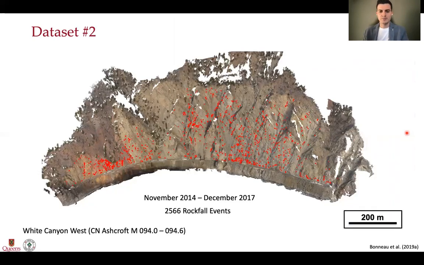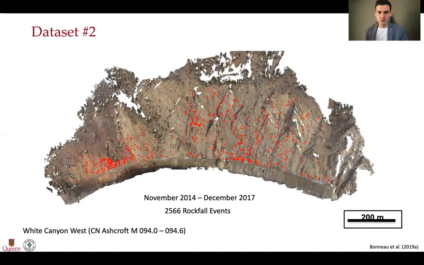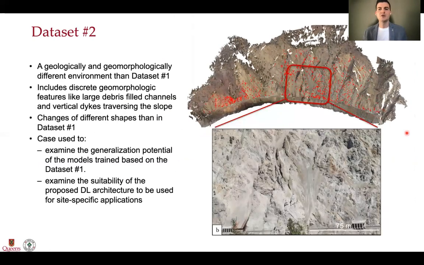The second dataset that we used is a different slope from British Columbia again, the White Canyon West part, which represents a geologically and geomorphologically different environment than dataset 1. It includes discrete geomorphologic features like large debris-filled channels and vertical dikes traversing the slope. We also observe changes of different shapes than in dataset 1, because these elongated linear features, like the debris channel, for example, provide the available space for the clusters to form different elongated shapes as the material propagates downslope.